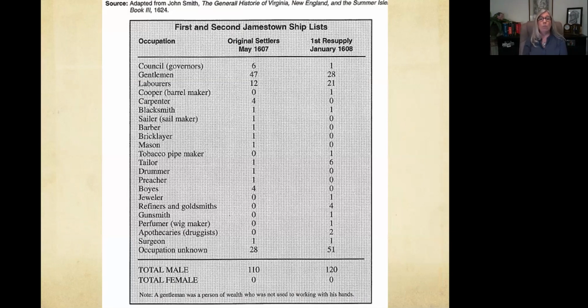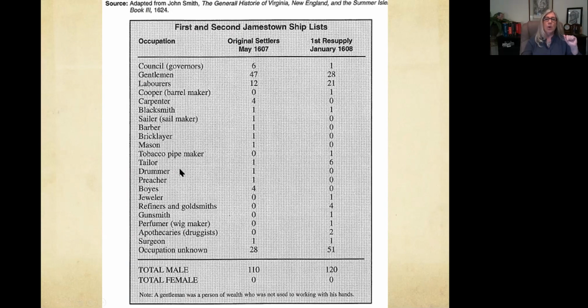And if we look at what John Smith had to say about the groups of people who first came. So in 1607, this was the very first group of settlers who arrived at Jamestown. And we've got a breakdown of their occupations. There were a total of 110 men and 0 women. So as we go back and we look at this ship's manifest from John Smith, who was there, it's very clear that there were no women.